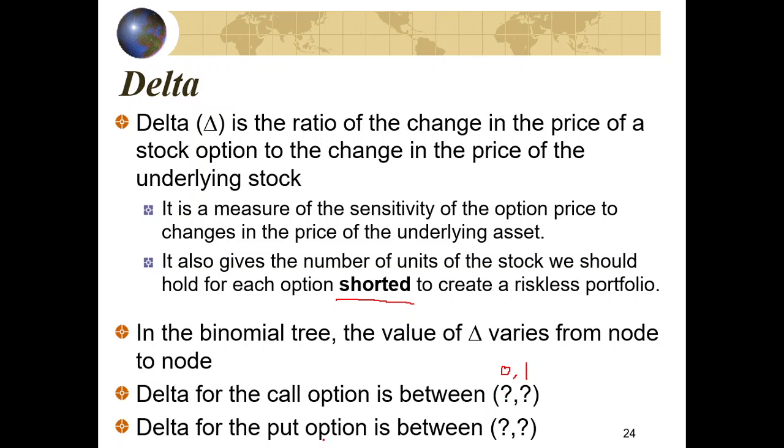How about for a put option? What do you think is the possible range of values for delta for a put option? Now, unlike in the call option, for a put option, to create a riskless portfolio, I need to have the same position in the stock as the position I took in the put option. Why? Because if I took an opposite position as in the call option, then it would be impossible to create a riskless portfolio. If I took a long in the put, I need to also have a long in the underlying stock. If I took a short in the put, and since delta is based on taking a short in the put, I also need to take a short in the underlying stock.